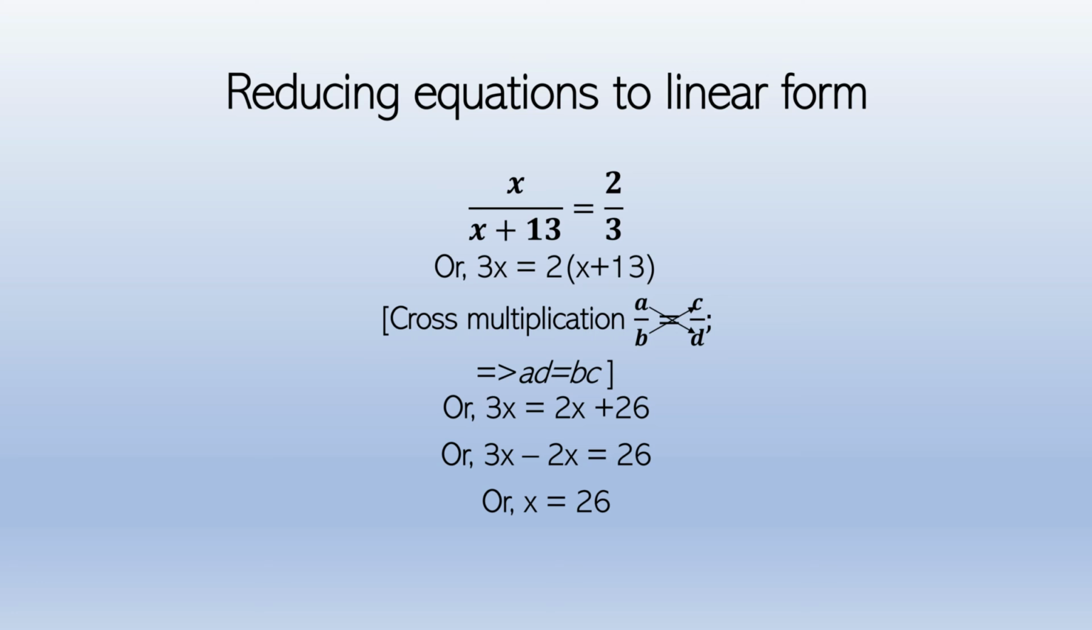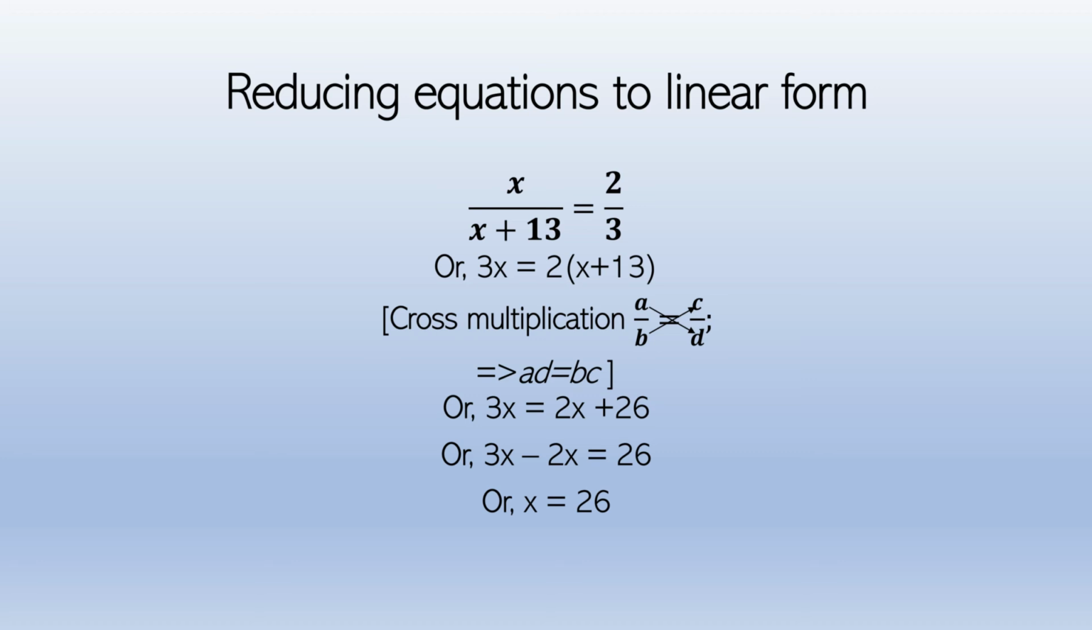Dear students, now you can see this is a linear form of equation. So let us solve it. First, we need to break the bracket on the right hand side. After breaking the bracket, we get 3x equal to 2x plus 26. Then change the side of the variable x from the right hand side to the left hand side. Our next step is 3x minus 2x equal to 26. That means x equal to 26. So the solution of the equation is x equal to 26.